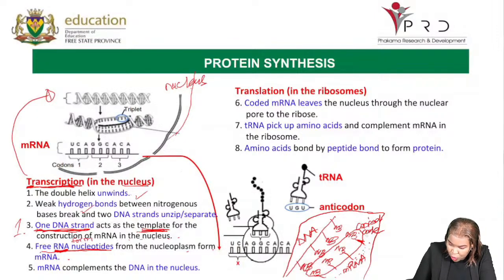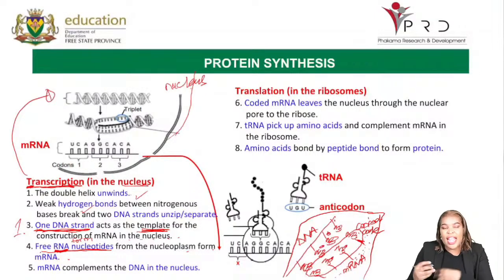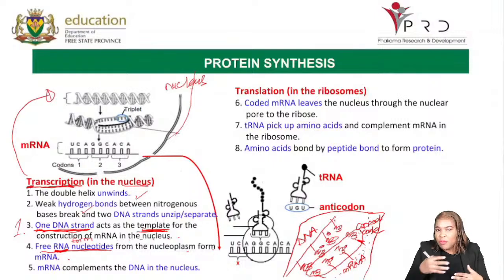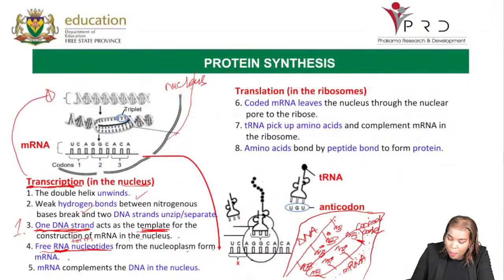So you see, it copies the code by complementing the DNA. This and this. This one and this one. This one and this one. So they are complementing. In that way, when it's complementing, it is copying the code. Then mRNA is formed. This one, you call it an mRNA. So that is how the process of transcription takes place.